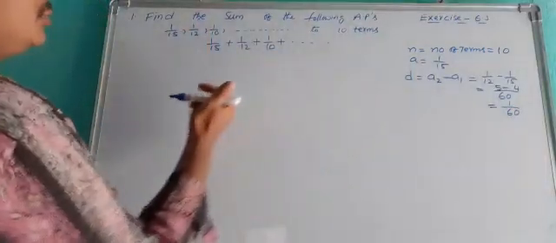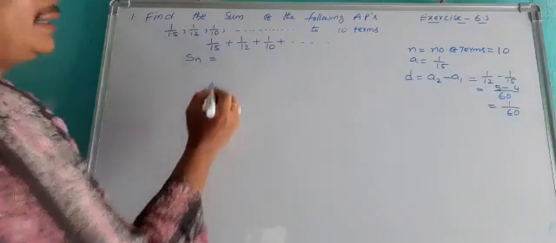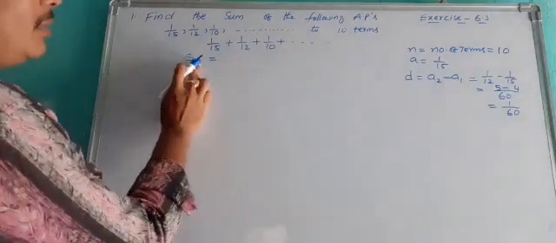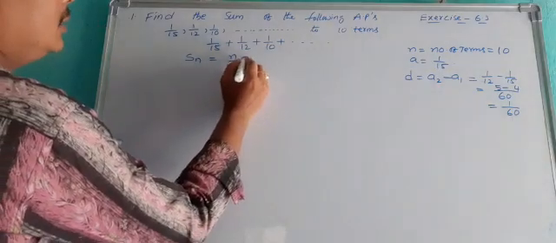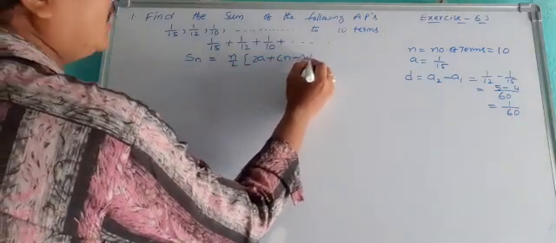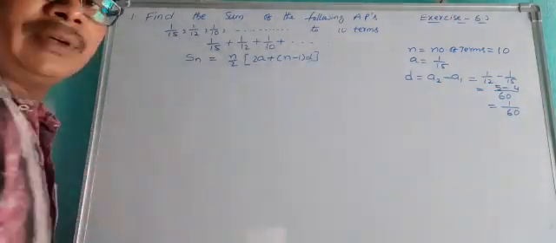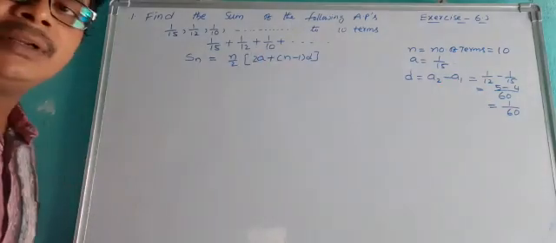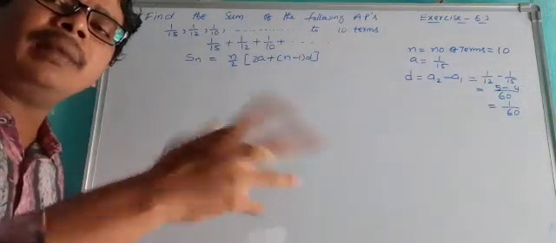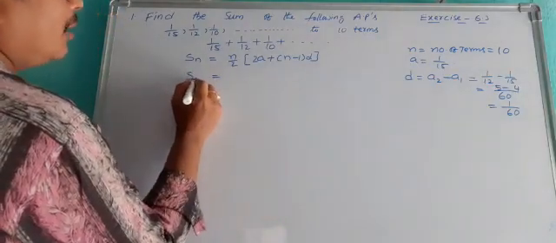So the common difference equals 1 by 60. Now we have to substitute. What do we want? We want to find the summation of 10 terms. So Sn, the sum of n terms, equals n by 2 into 2a plus n minus 1 into d. Here we don't know the last term, so we use this formula. If you know the last term, you simply use n by 2 into a plus l. That's enough.